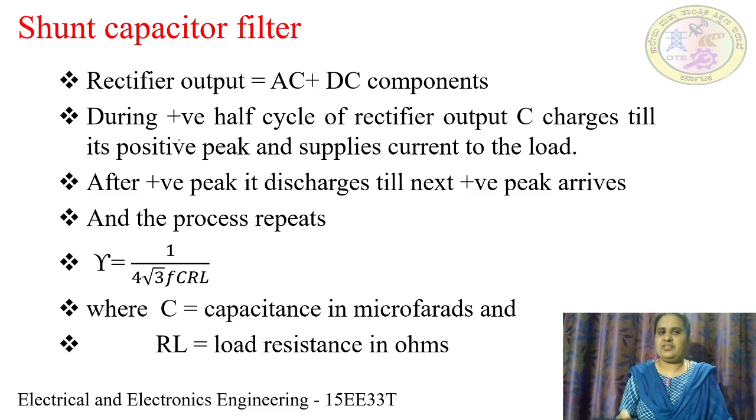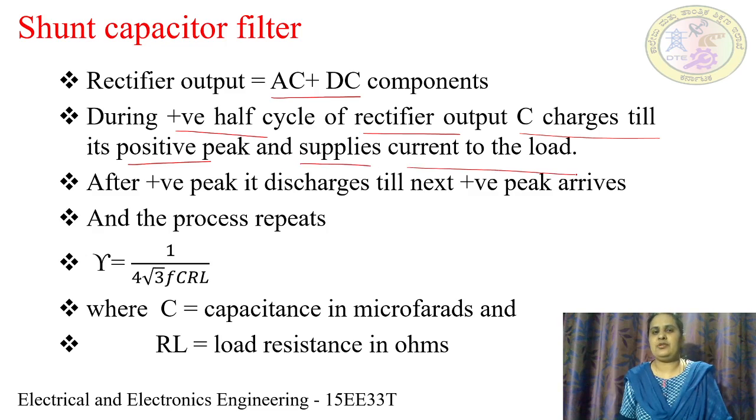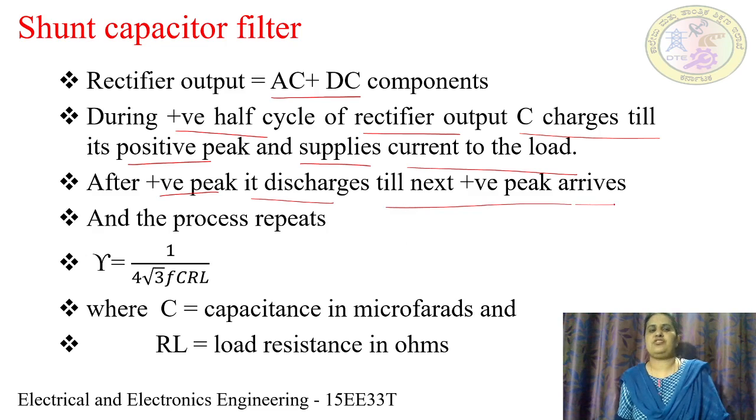So let us see here. Whatever I just talked about, the same thing is given here. The rectifier output has AC plus DC components. In the positive half cycle of the rectifier output, the capacitor charges till it reaches the positive peak. At the same time, it will supply the current to the load. Okay. After the positive peak, the capacitor discharges. Till where will it discharge? Till it reaches the next positive peak.